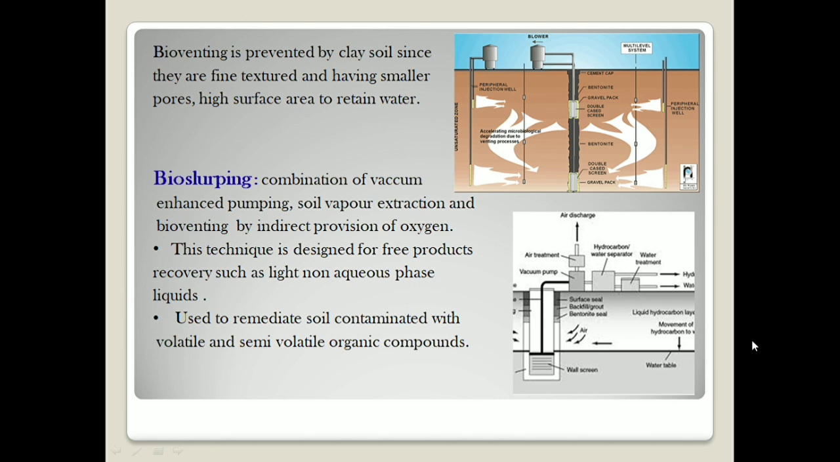Bioslurping. It is a technique designed for free product recovery, such as light non-aqueous phase liquids, and to remediate soil contaminated with volatile and semi-volatile organic compounds. This technique is a combination of vacuum enhanced pumping, soil vapor extraction and bioventing, with indirect provision of oxygen.